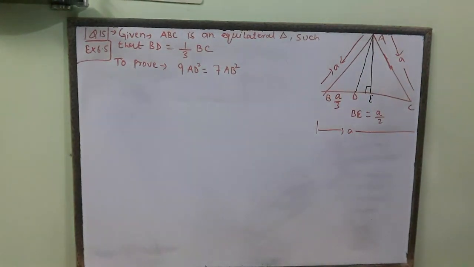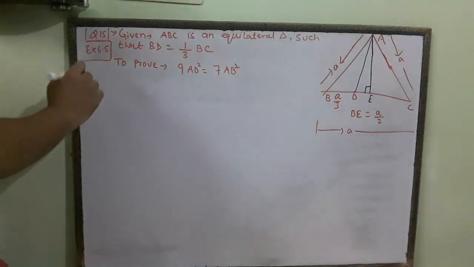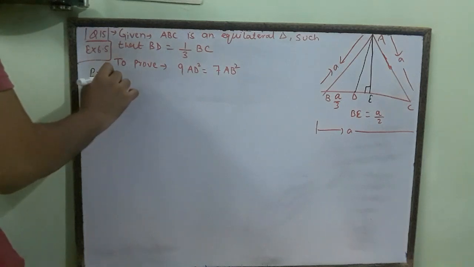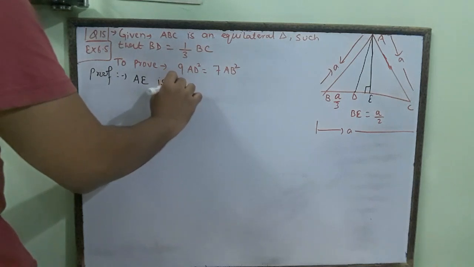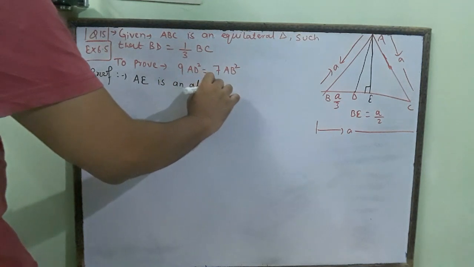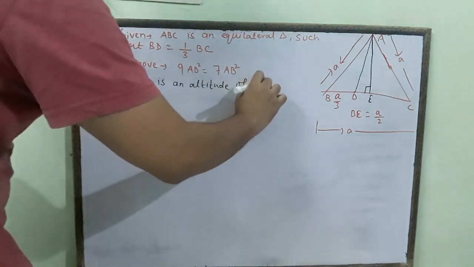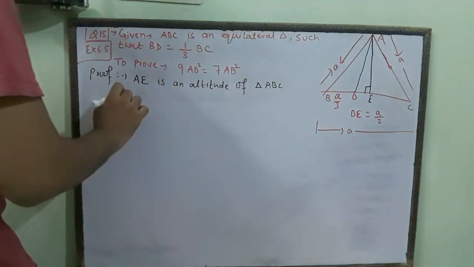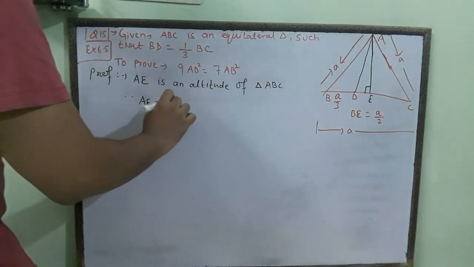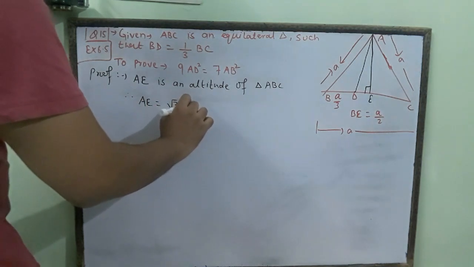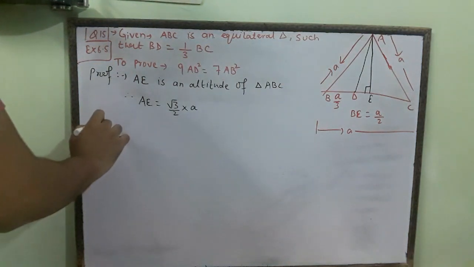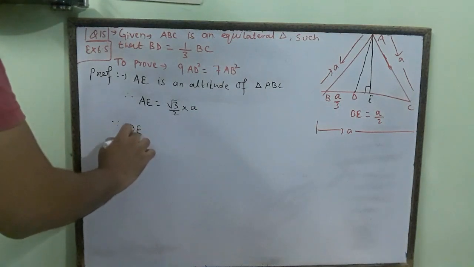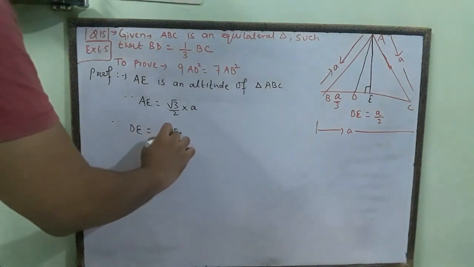So we can say that in the proof, since AE is an altitude of triangle ABC, therefore AE will be root 3 by 2 into side, that is A. Now find the value of DE. Since DE can be written as BE minus BD.